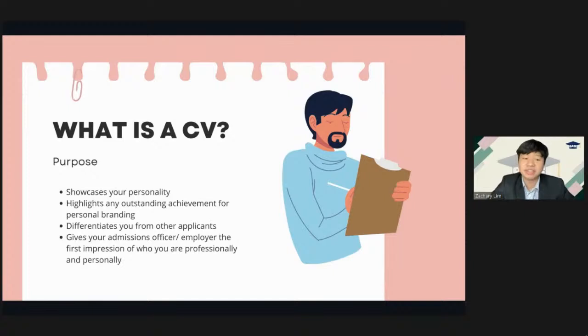A CV also helps differentiate you from other applicants, and it gives your admissions officer, employer or recruiter the first impression of who you are professionally and personally.